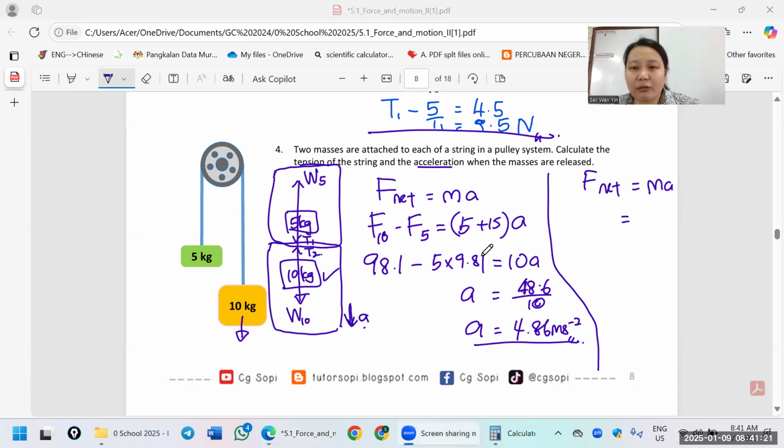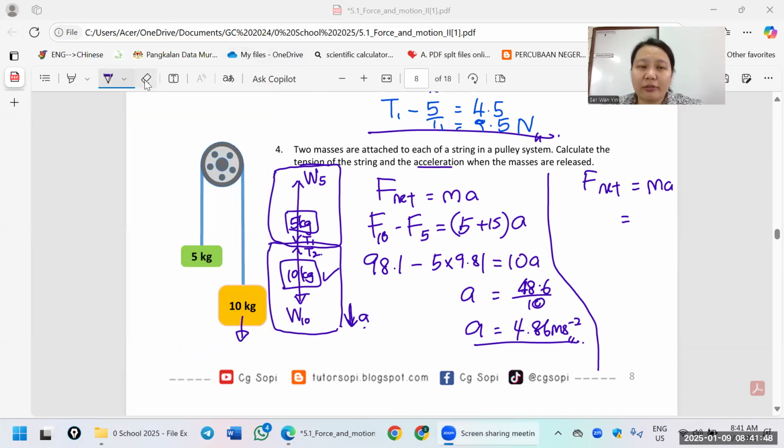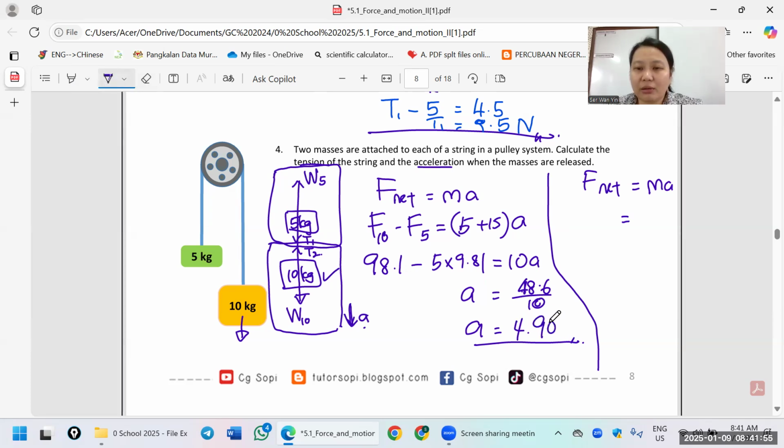Teacher, I got 4.905. 4.905. Why? 98.1 minus 5 times 9.8, 49.05. I was wrong, divided by 10. 4.905, I was wrong. 4.905 meter per second per second. 49.05 divided by 10. Yeah, my fault.